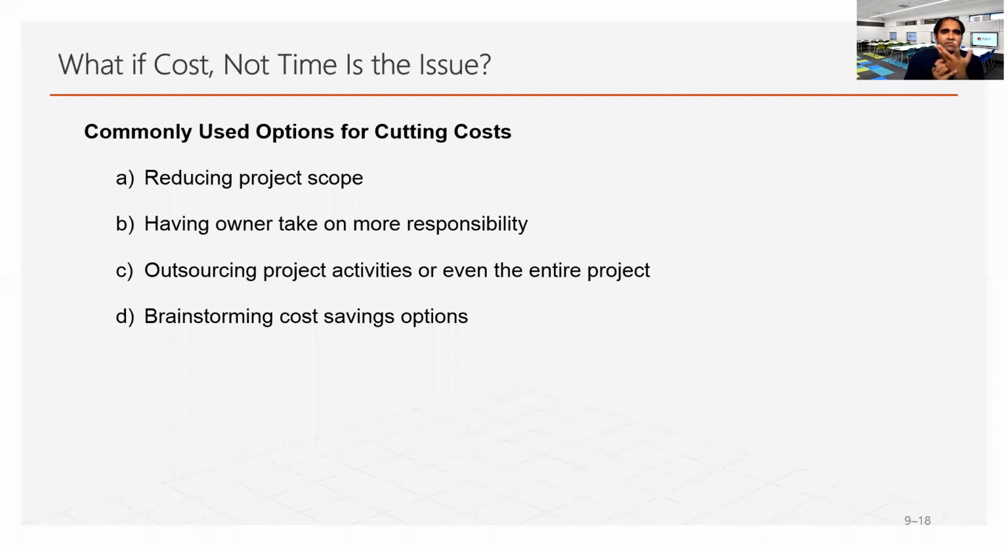In that case, if we need to reduce the cost, that means, as I discussed in the beginning of the lecture, some possible ways could be to reduce the scope. The initial scope can be very broad, very elaborate, very comprehensive. Some specific objectives can be avoided. The owner can take more responsibility, outsourcing, or brainstorming some more cost-saving measures.